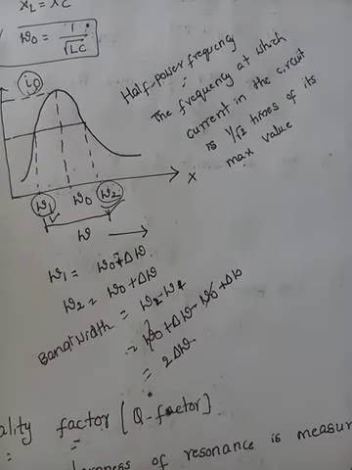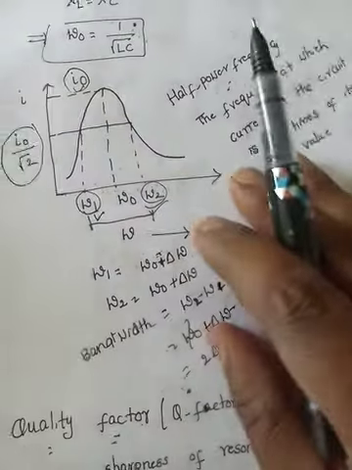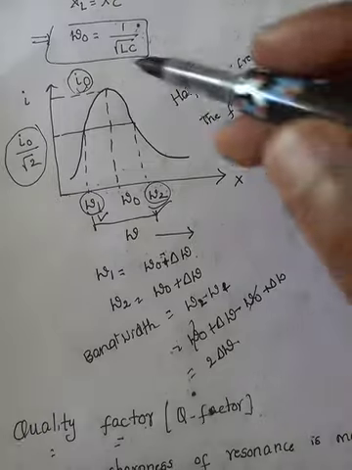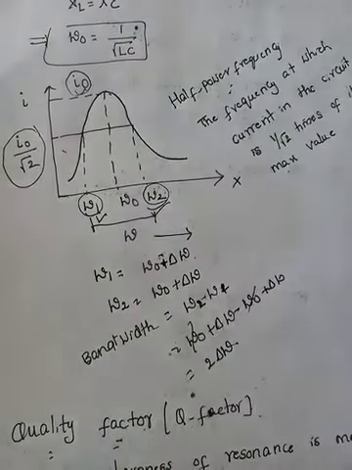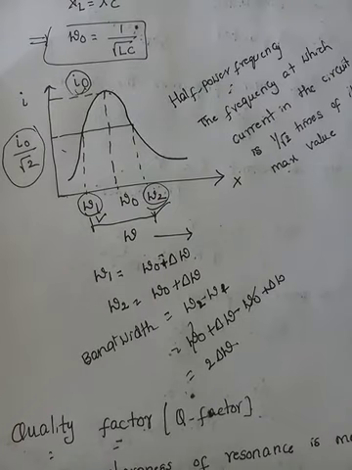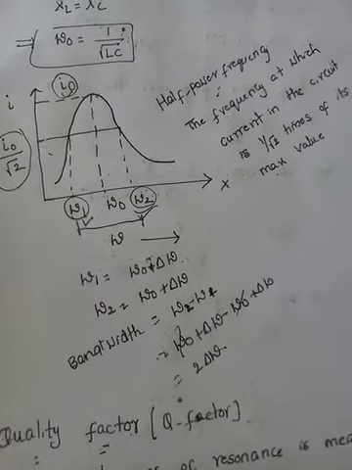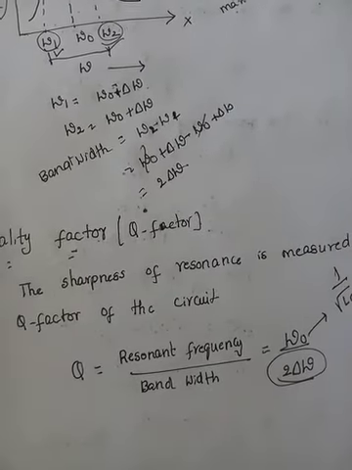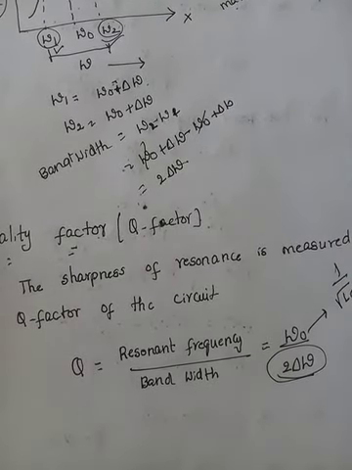We discussed one concept: when you draw a graph against frequency and current, at resonant frequency the current in the circuit is maximum, and at off-pole frequencies the current is 1 by root 2 times its maximum current. We have written the formulas for omega 1 and omega 2. Here we are discussing the sharpness of resonance, which is measured by a quantity called Q factor, or quality factor. So what is Q factor?